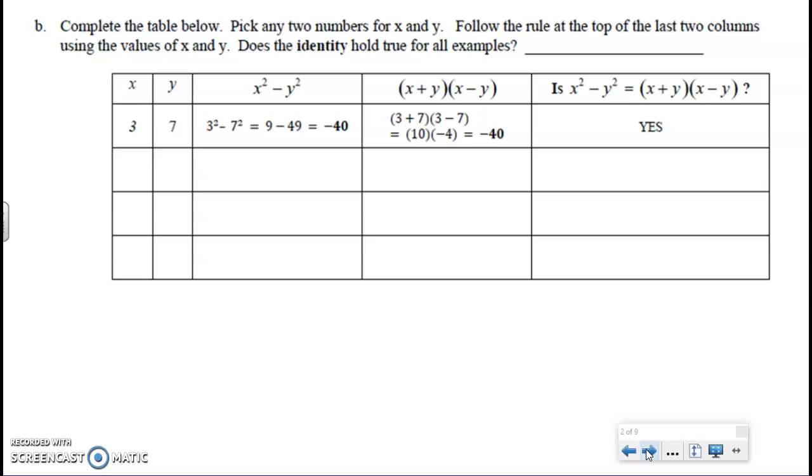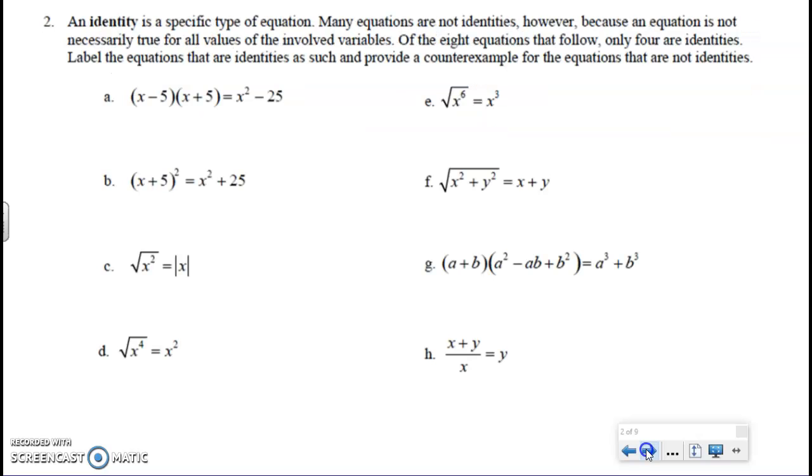Okay, so it's kind of like a theorem. We know it's true all the time. An identity is a specific type of equation. Many equations are not identities, however, because an equation is not necessarily true for every value involved. Of the 8 equations that are on here, only 4 are identities.